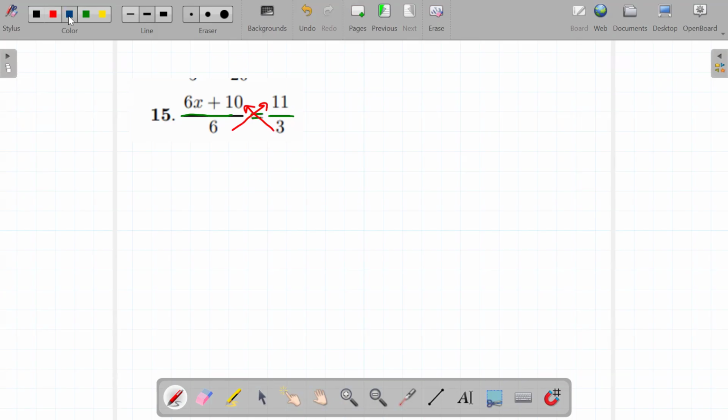So I'm going to take 3 times 6x plus 10. And so I'm going to write 3 times, and you're going to use parentheses if there's more than one thing in the top, (6x + 10). And again, that's an x, and this is a times, a little bit different. On the other side, I have 6 times 11.